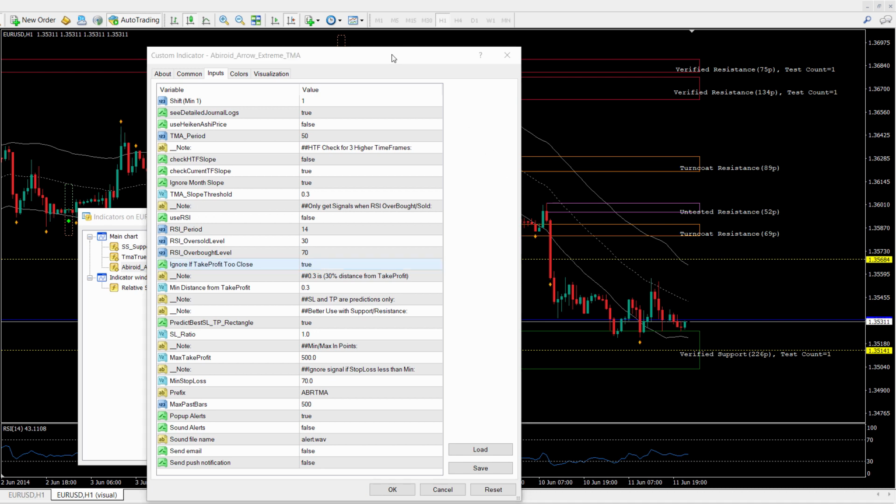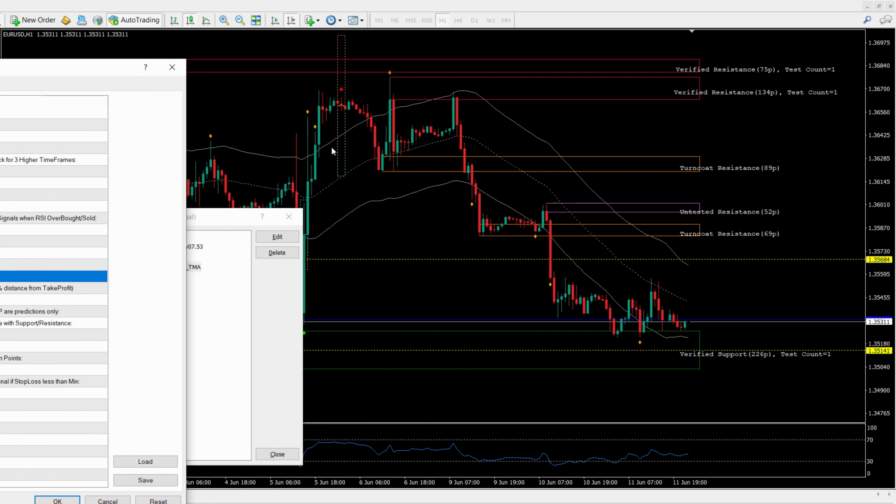As I explained in one example, right here the price has crossed the upper band, but in the next bar the price comes too low and it already reaches the middle band. So in cases like this, if the price has reached too close to your take profit, then it will ignore that particular trade. By default it is set to true.